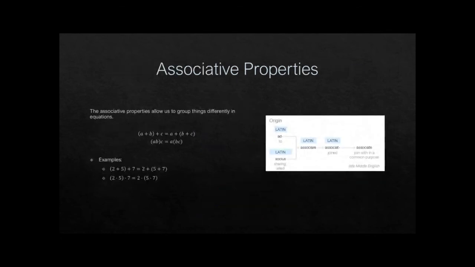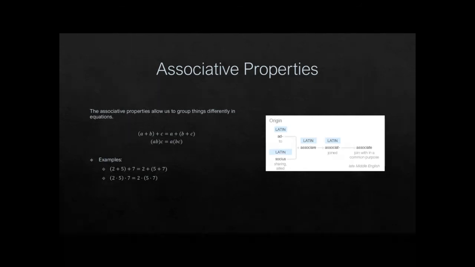So the next property that we have are the associative properties. So we have 2 associative properties. We have one for addition and one for multiplication, just like commutative. So again, this comes from the word associate, and so I looked it up.